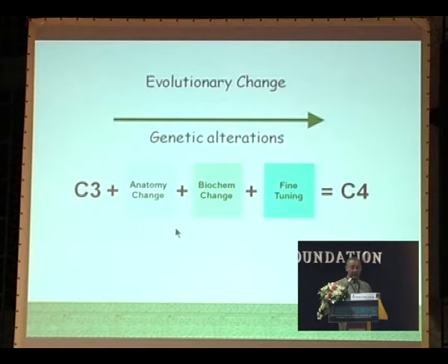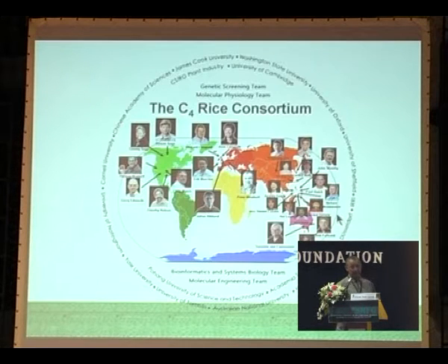So our basic philosophy at the moment within the C4 consortium is C3 evolved to C4. There were some anatomical changes, some biochemical changes, and then a bit of fine-tuning, and we end up with C4 photosynthesis. Should be easy. Three years ago, the C4 Rice Consortium was funded. It was set up about 10 years ago. It took them 7 years to get money. But 3 years ago, it was funded initially by the Bill and Melinda Gates Foundation, but now with other donors as well.